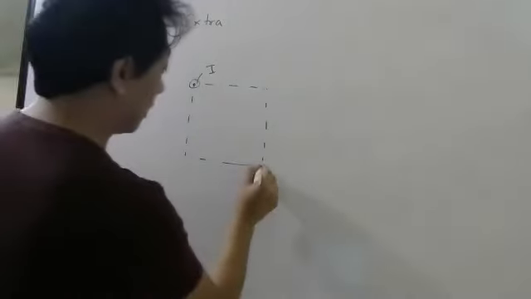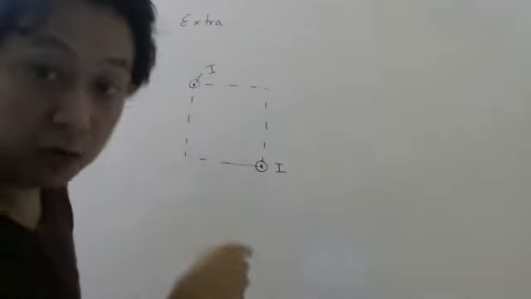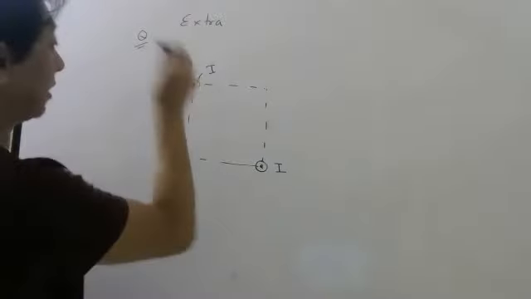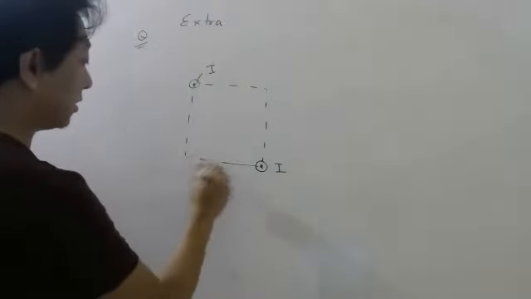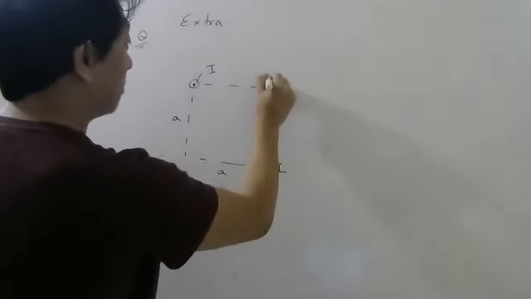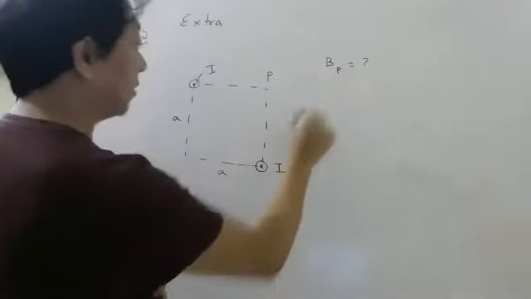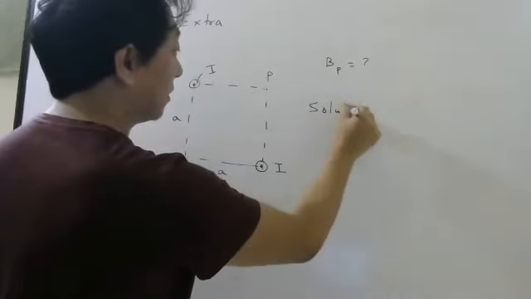And here also current is coming out. It may be going in also, so that one you try. So it is coming out, it is coming out. This side is A, let's say. And I want the magnetic field at this point. So magnetic field at P. Okay, so how am I going to solve this?